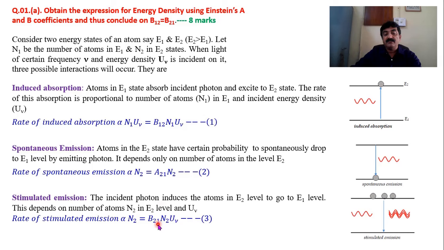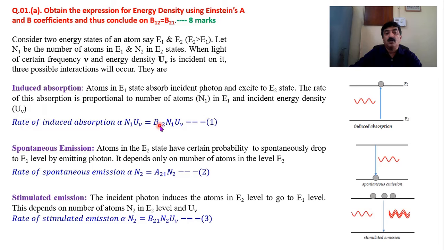So what is the difference between A and B, sir? A is also emission coefficient, B is also emission coefficient. A is spontaneous coefficient, B is stimulated coefficient. Okay. So you have to write these three equations. This is very important. For this itself you have 4 marks, 4 to 5 marks.